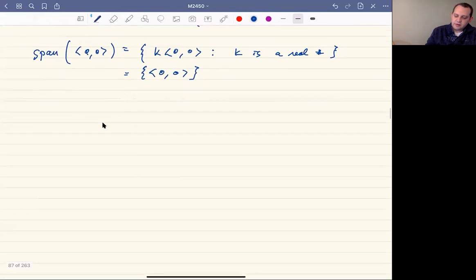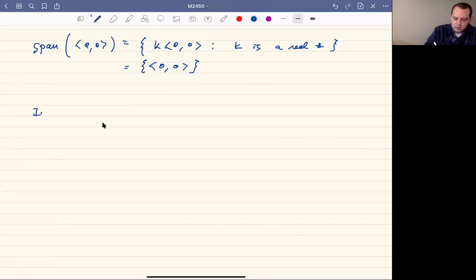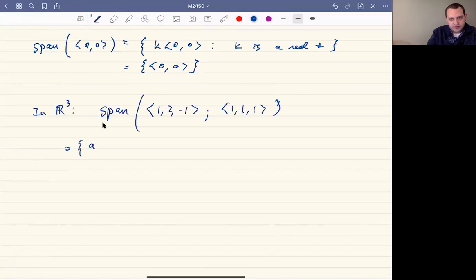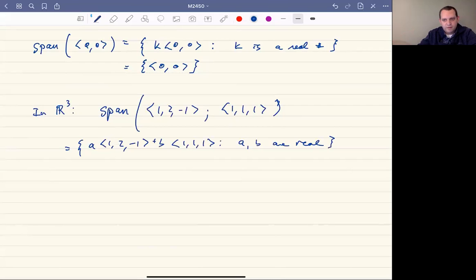Let's go on and let's talk about spans in R3. This is going to be a little bit harder to visualize, but I want to think about what's the span of the vectors (1, 2, -1) and (1, 1, 1). So this, just by definition, is going to be the set of linear combinations of each vector. So it's going to be the set A times the first vector plus B times the second vector, where A and B are real numbers. And so again, I want to jump over to a graphing program and show you how that's going to look. Okay, so let's do that.